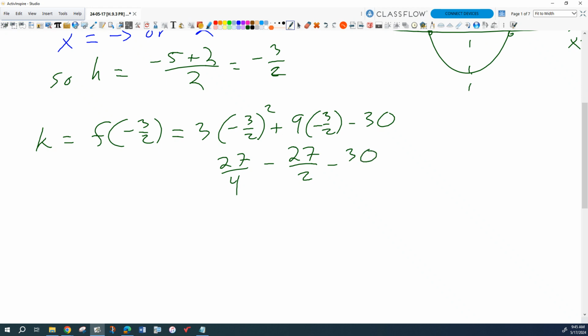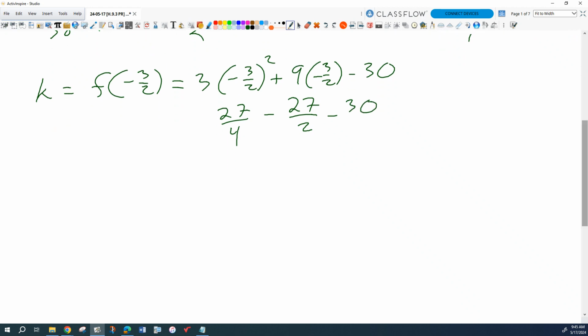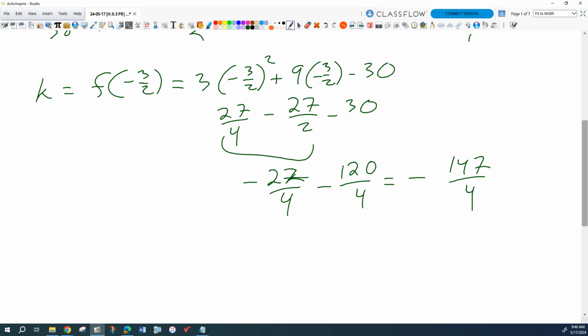Minus 30, right? So what's 27/4 minus 27 halves? Negative 27 fourths, right? So this stuff just gives us negative 27/4 minus 30. 30 is how many fourths? 120. So we get negative 147/4, so that's k.